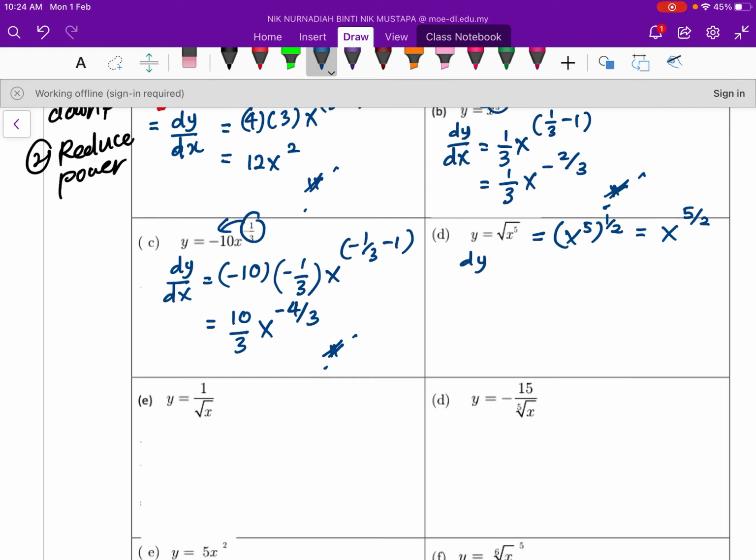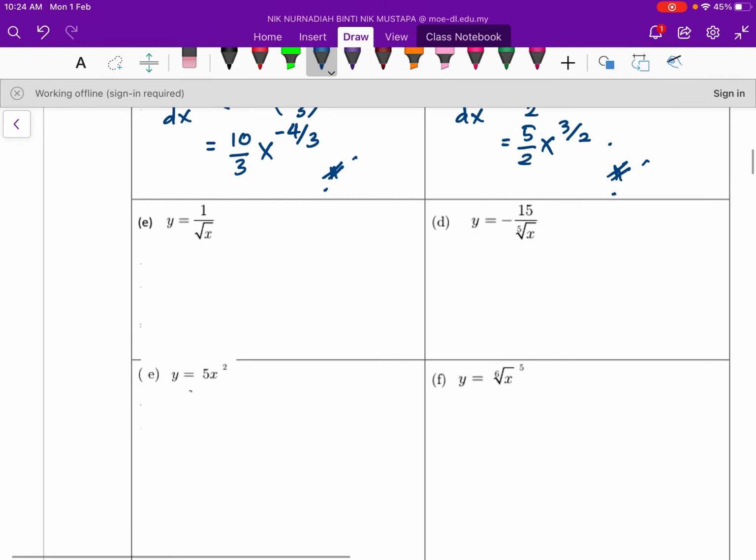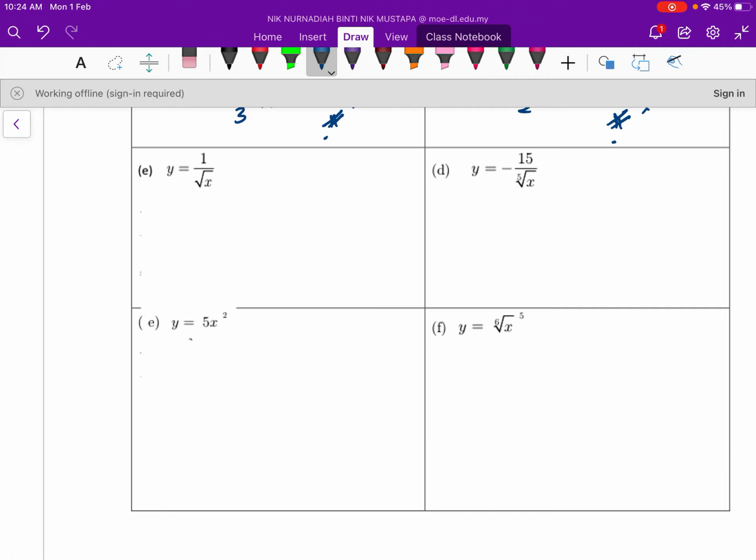So when we carry out the differentiation, it will become 5 over 2 x to the power of 5 over 2 minus 1. The answer will be 5 over 2 minus 1, 3 over 2. So 5 over 2 x to the power of 3 over 2. Right, very good. Okay, and then we go to E.